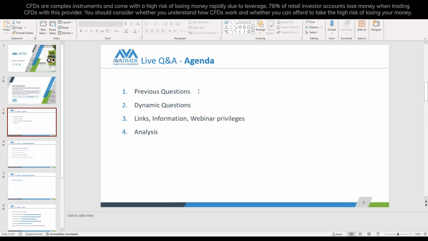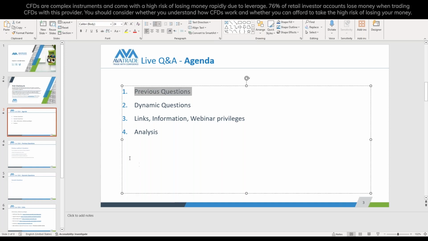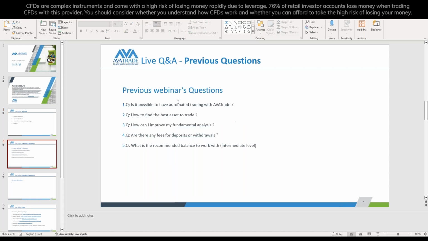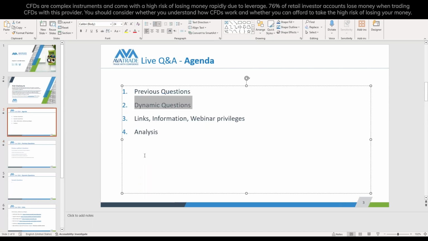So, this is the agenda. The first part will be the previous questions that we received from our team. That means there are common questions that are gathered. We're going to go through them and try our best to come up with the best answers. Dynamic questions are the true purpose of the webinar. Basically, you can ask whatever you want at any given point regarding any subject, regarding trading or the facility or the services. And again, I'll do my best to come up with the best answer that I can.